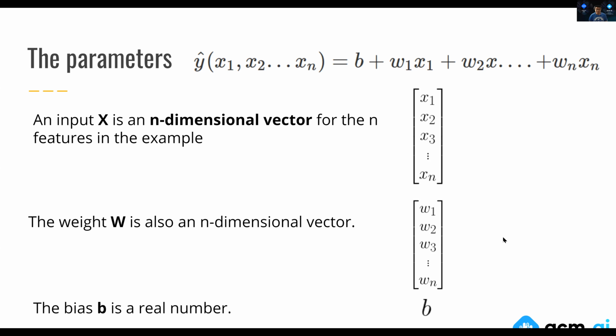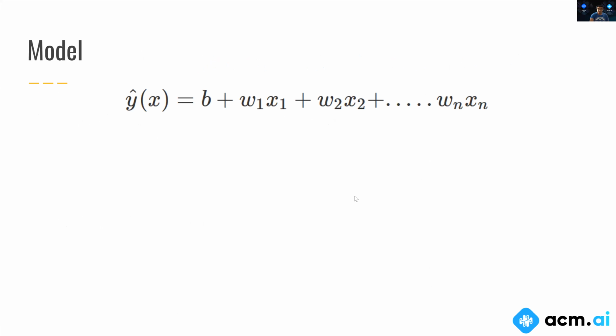The weight W is also an n-dimensional vector, and it has to be n-dimensional because, as we discussed before, each weight needs to correspond to a particular feature. So W1 corresponds to X1, W2 corresponds to X2, and so on. They need to have the same dimension. And the bias is a real number. It's mostly just used to translate our model so that it can fit our predictions a bit more. We'll definitely talk about that in the future. So yeah, let's move on.